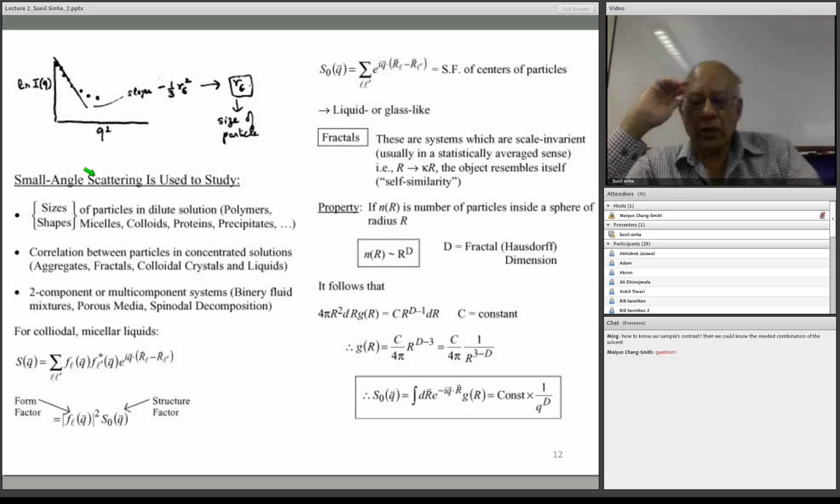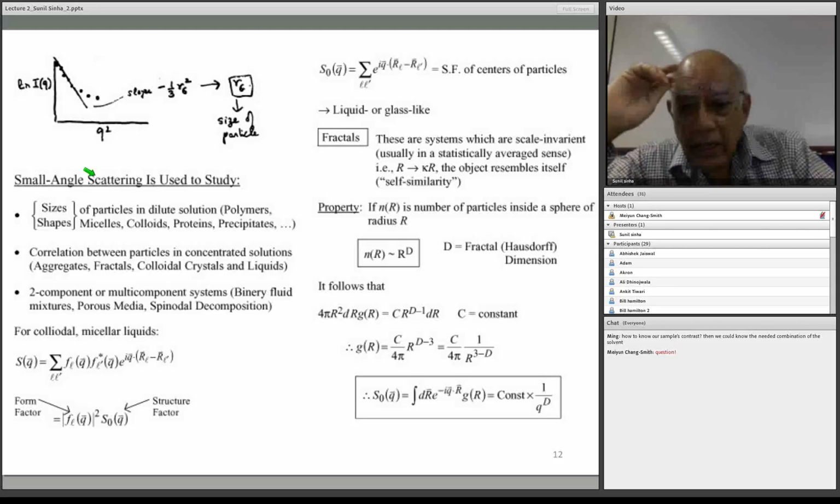There's a question? Oh, thank you. How to know our sample's contrast? Then we could know the needed combination of the solvent.